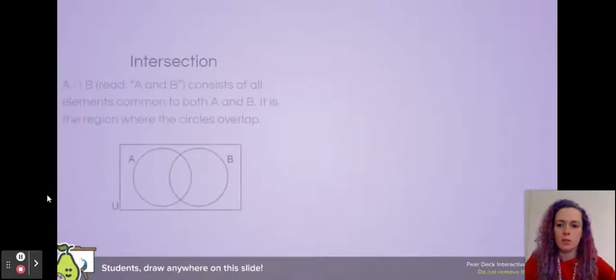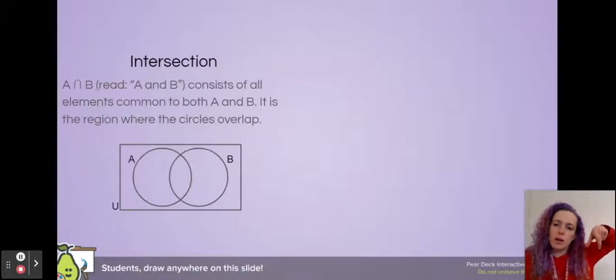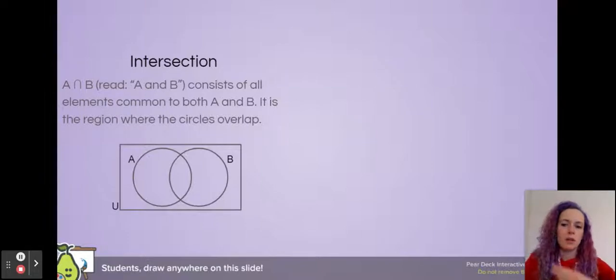And going back to our more traditional Venn diagram, we're going to look at it for two different things. One is the intersection. So we're going to use an upside down U. From geometry, you might have also seen it as an upside down V, but it's read A and B, and it consists of all elements common to both A and B. And this is where, in terms of our diagram, these circles overlap. So just at that overlapping piece in the middle.